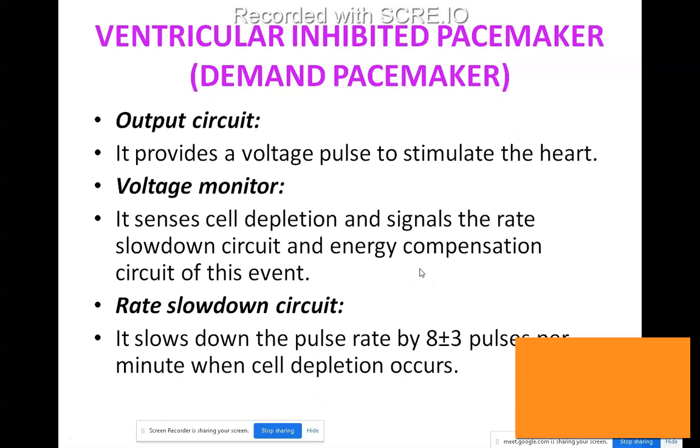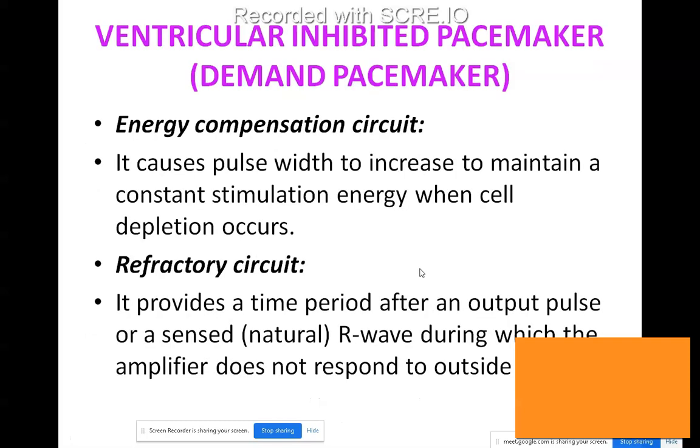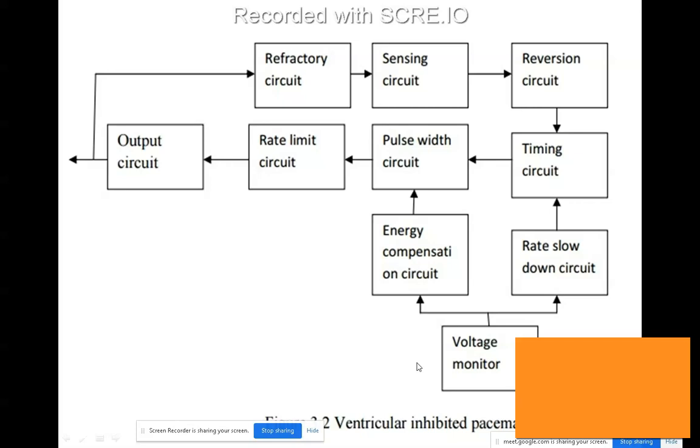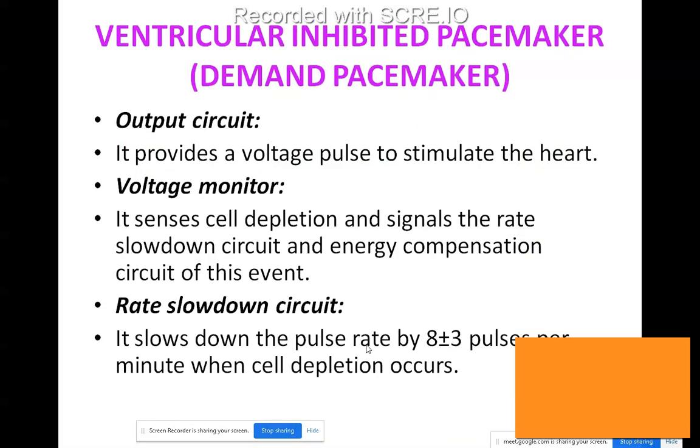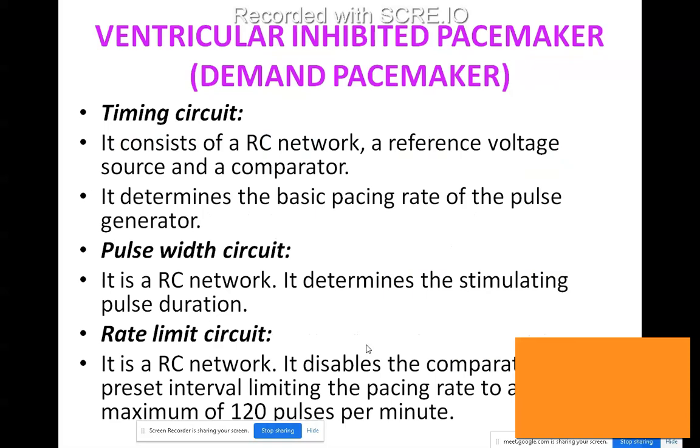So this is the block diagram of the ventricular inhibited pacemaker. Output circuit, rate limit circuit, pulse width circuit, timing circuit, energy compensation circuit, rate slowdown circuit, voltage monitor, refractory circuit, sensing circuit, reversal circuit. All these blocks together make up the pacemaker circuit. One by one we will be seeing them now.